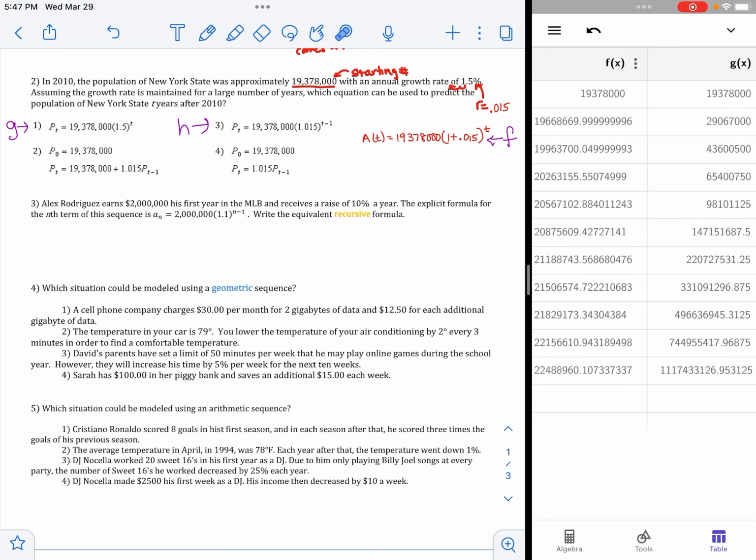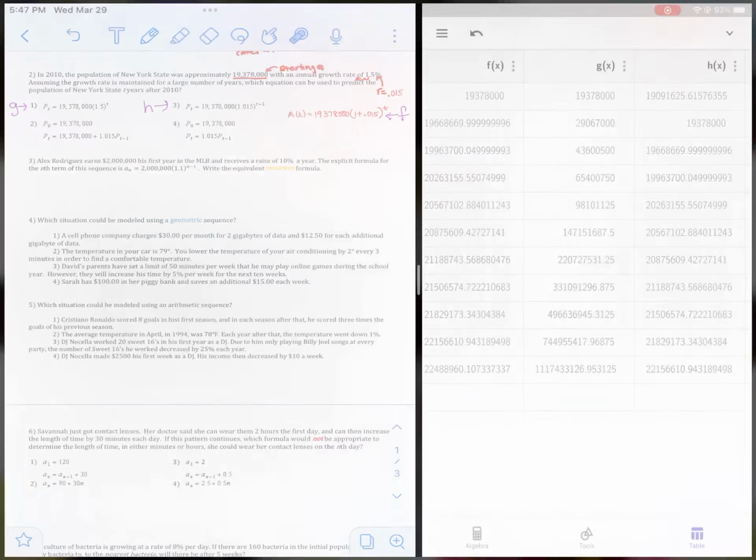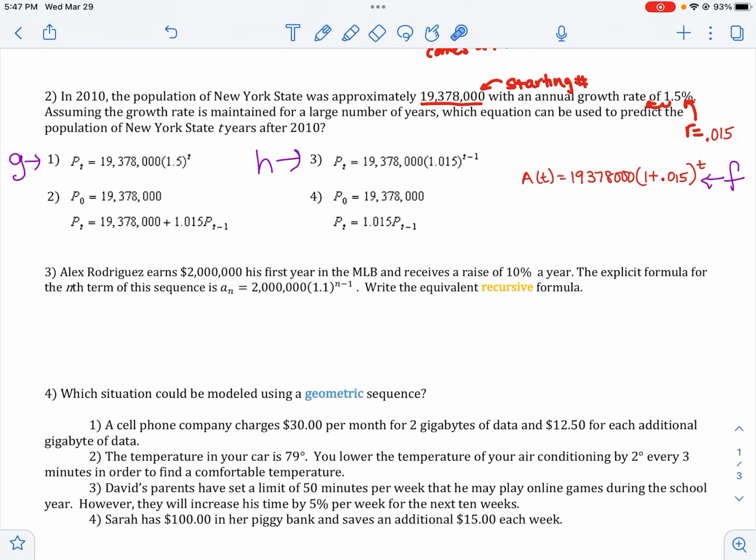Now when I go to the table of values, I'm able to see that neither choice 1 or choice 3 matches the growth that the function I wrote here does. The reason that the first one's not going to work is they didn't change the percent to a decimal. For choice 3, they started with the 0th term, but treated it like it was the first term.